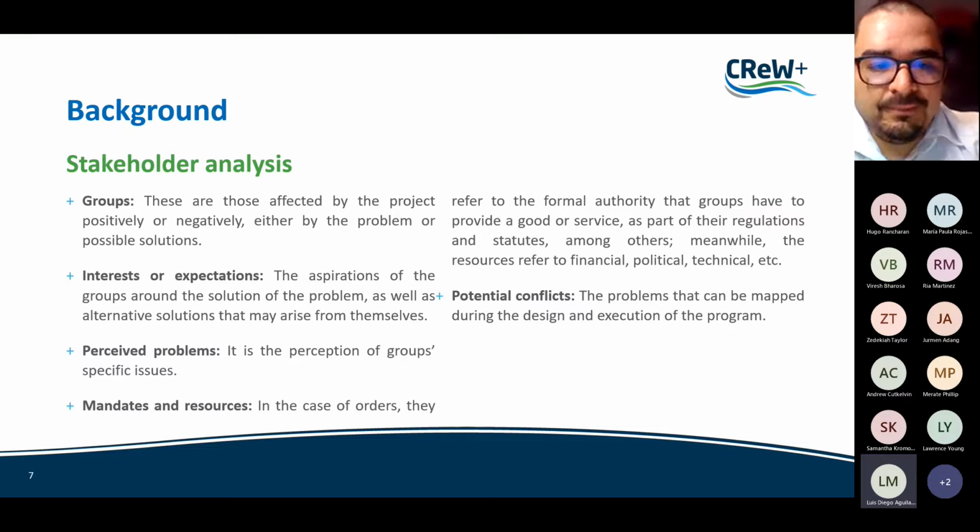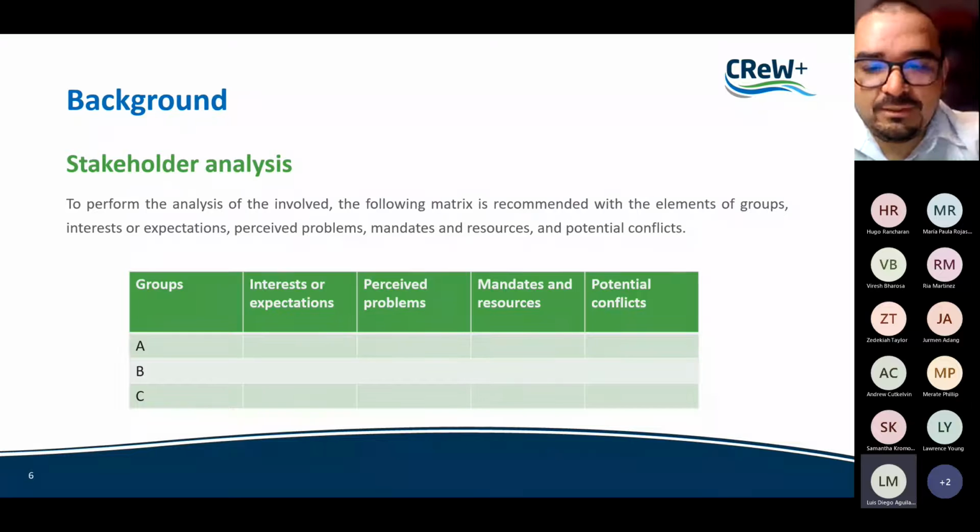Perceived problems are the perception of groups regarding specified issues. For the mandates and resources, mandates refer to the formal authority the groups have to provide a good or service as part of their regulations and status, among others. Meanwhile, the resources refer to financial, political, technical, etc. And potential conflicts are the problems that can be mapped during the design and execution of the program. So, these are the components of the stakeholder analysis chart.